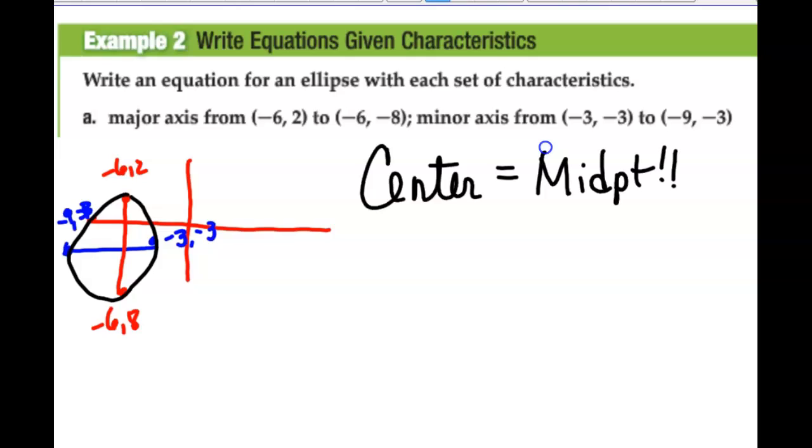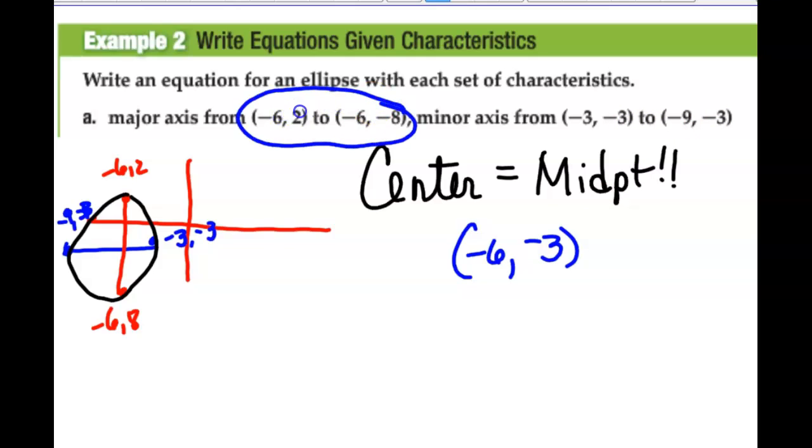The center is the midpoint of either axis, right? And if you're really smooth, you can figure it out by looking, these lined up at what? -6. And these lined up at -3. But if you added those, you'd get -12 divided by 2 is -6. If you added the y values, you get -6 divided by 2 is -3. And the same thing works here. All right, so somehow we had to find the center. Then we need to find A and B.